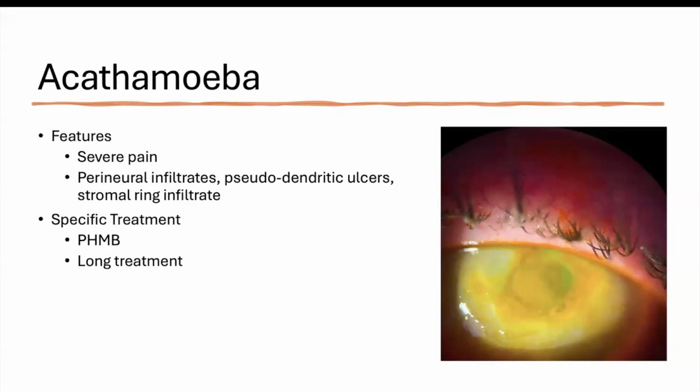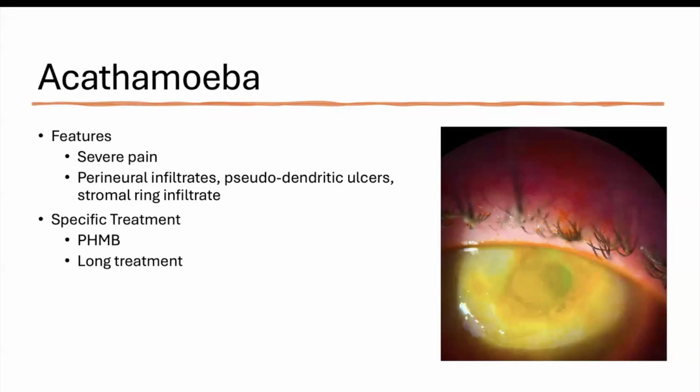In the acute setting, patients with Acanthamoeba keratitis are going to be immensely painful. Sometimes that pain is completely out of proportion to what you can see clinically, especially in the early stages. You might see some perineural infiltrates. These are quite difficult to actually see on an examination, but they are pathognomonic for Acanthamoeba. So if you see those, you are looking at Acanthamoeba.